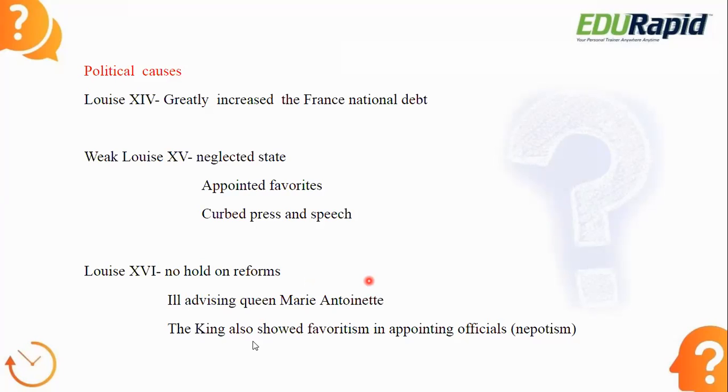Okay, then the king also showed favoritism in appointing officials, which is also well known as nepotism. So such a system was there. So these are some of the political causes why the French Revolution happened. Okay, so now we study the social causes. What was the social cause behind the French Revolution, and what are the political causes behind the French Revolution.